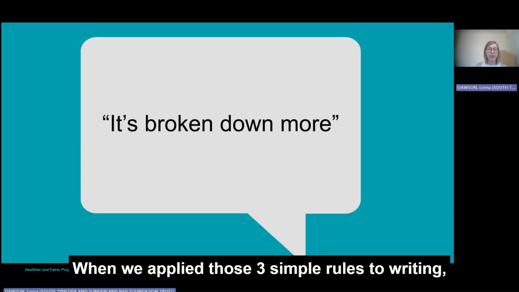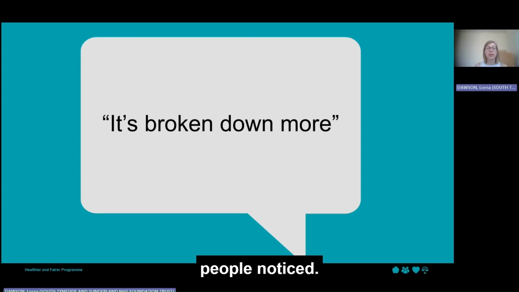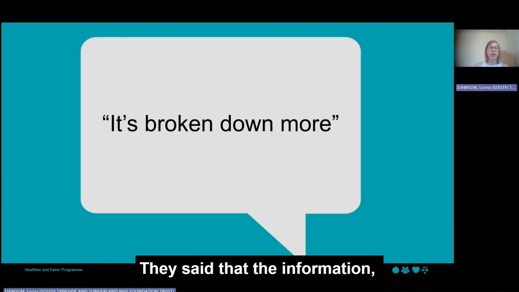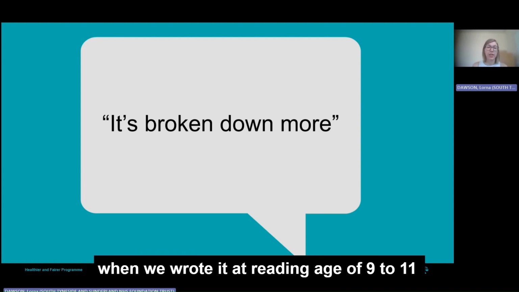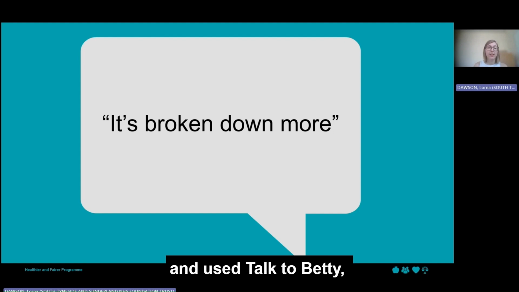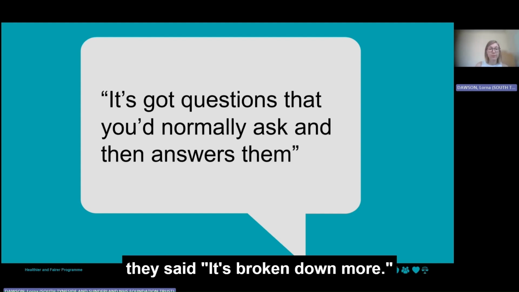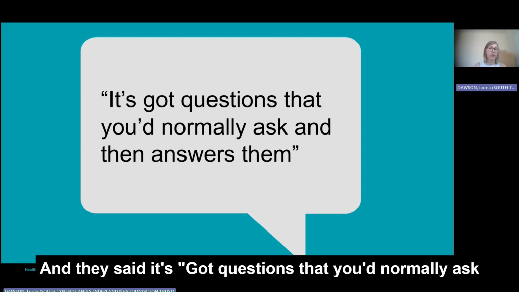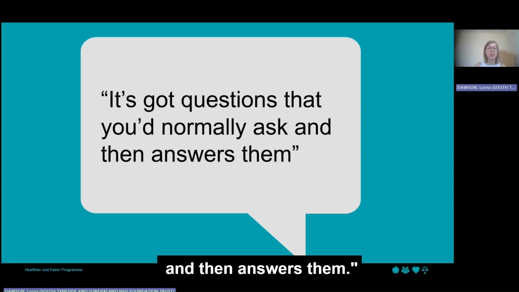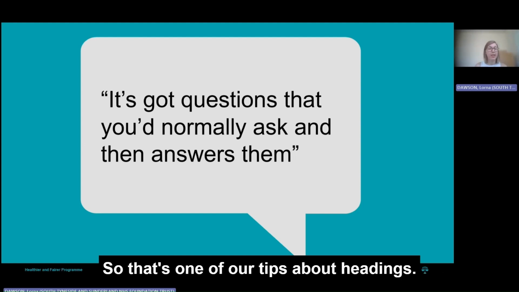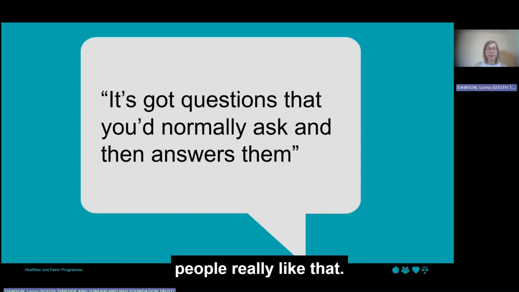When we applied those 3 simple rules to writing, people noticed. They said that the information, when we wrote it at reading age of 9 to 11 and you talked to Betty, they said it's broken down more. And they said it's got questions that you'd normally ask and then answers them. So that's one of our tips about headings. If you try and make them into questions, people really like that.